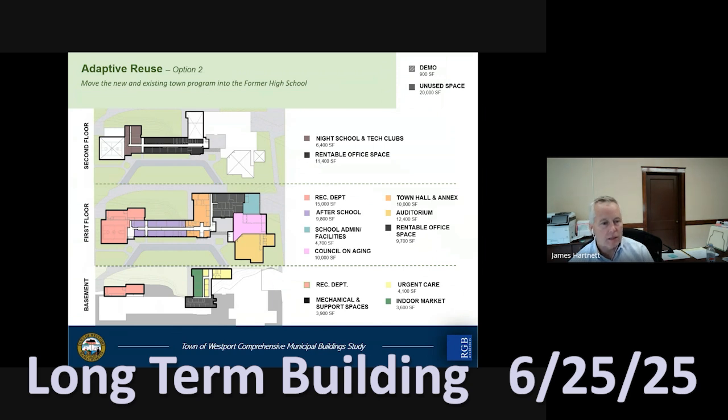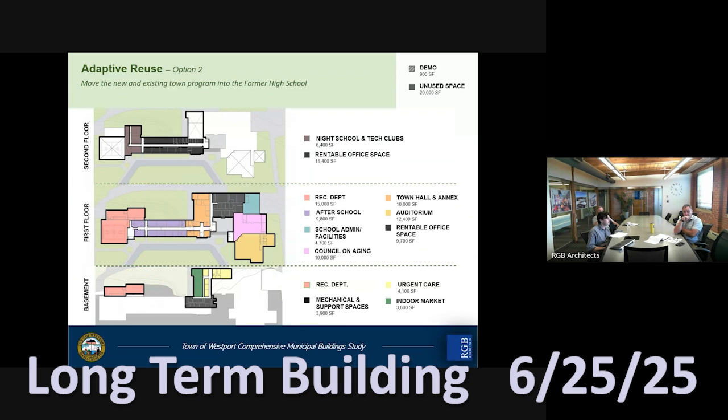And then even with that, you're still looking at 26,000 square feet of rentable office space in night school. More than that, 30,000 square feet of space that really hasn't been allocated. So that's the one that's used now. So this was taking the whole building.